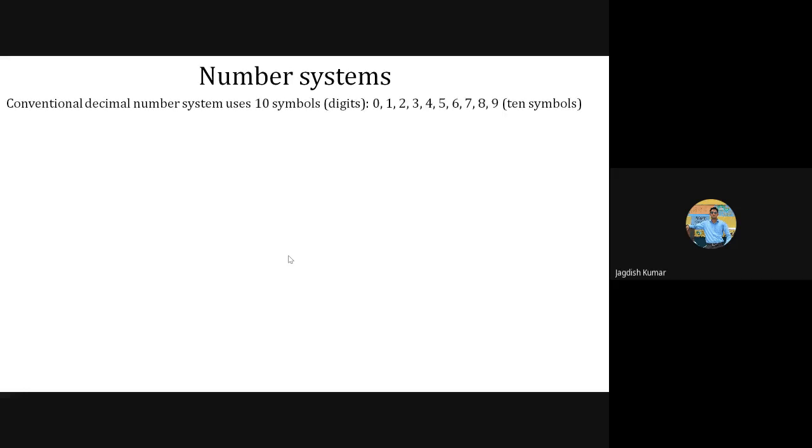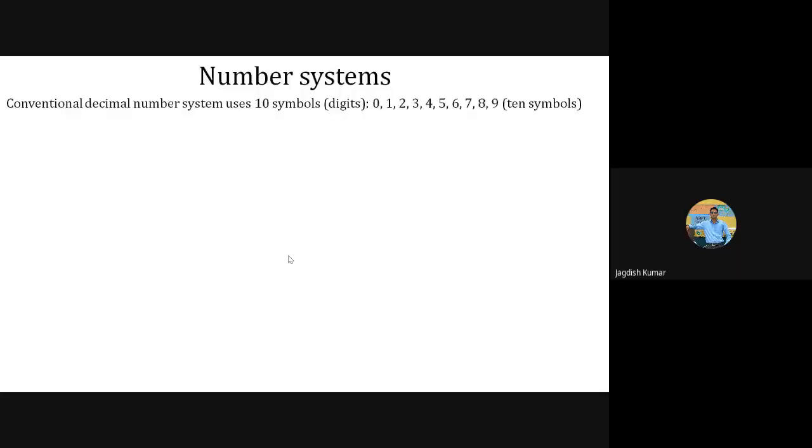And if we go to our conventional decimal number system, the number system which most of us use in our day-to-day life is actually the decimal number system. We also call them digits. And in the decimal number system, we have 10 symbols which are used to represent the digits, and these are 0, 1, 2, 3, 4, 5, 6, and so on.